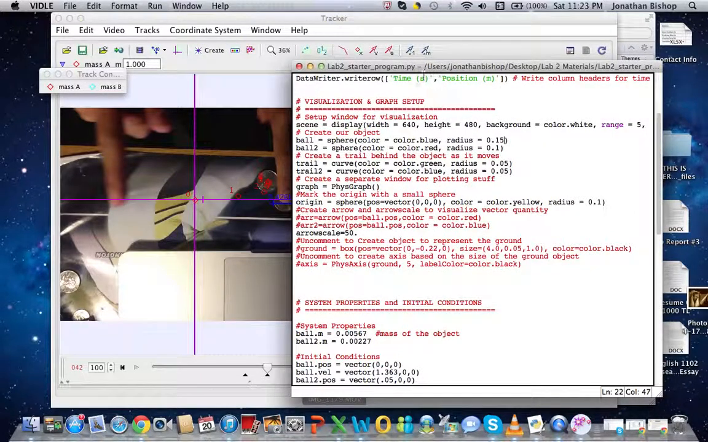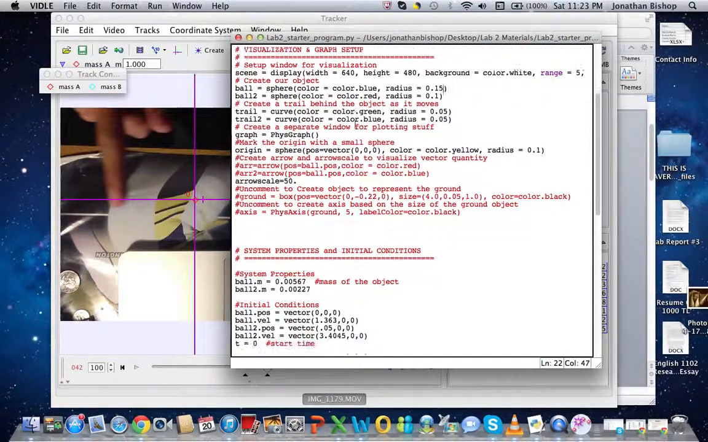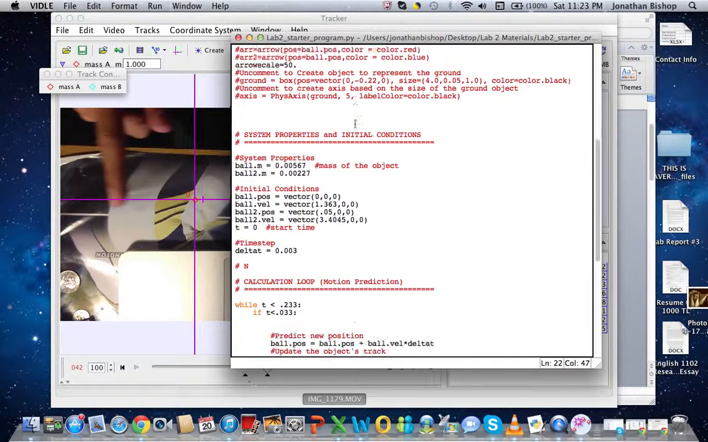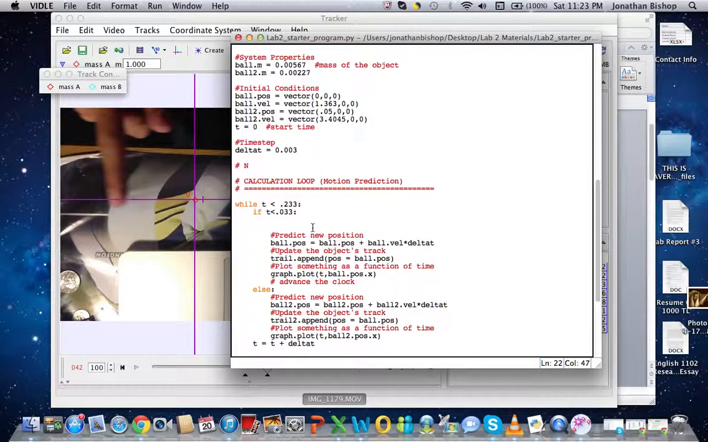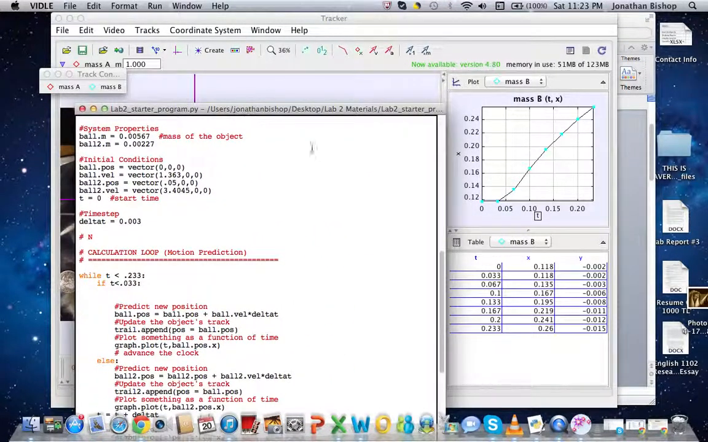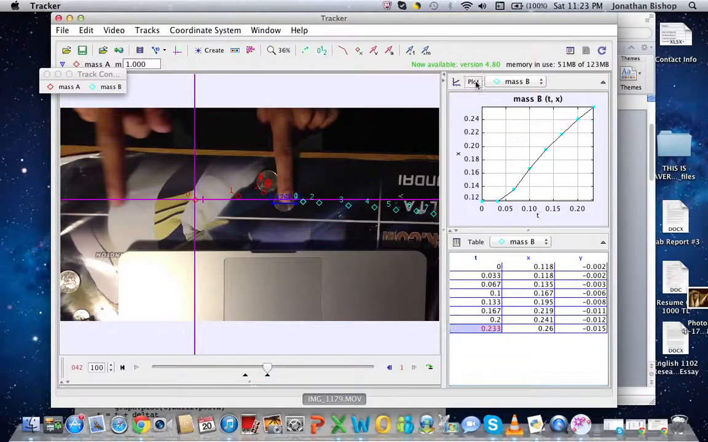So I tried modeling this in Python, and all I basically did was the momentum principle. Ball position equals ball position plus ball velocity times delta t. And I did that for both the first ball and the second ball, and the balls are supposed to be the quarter and the dime, respectively. And the amount of time is 0.233 seconds, because that's what it was for my Tracker video right here.